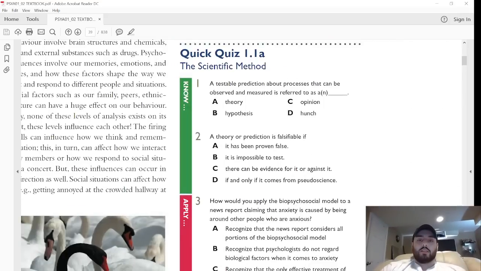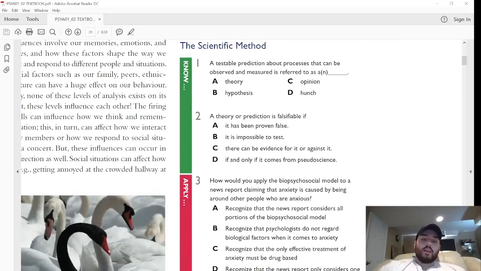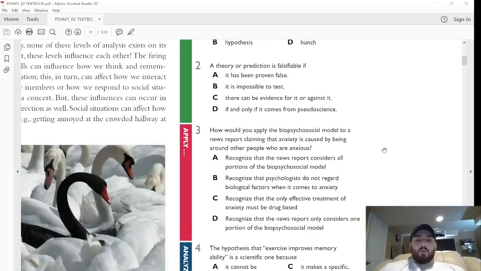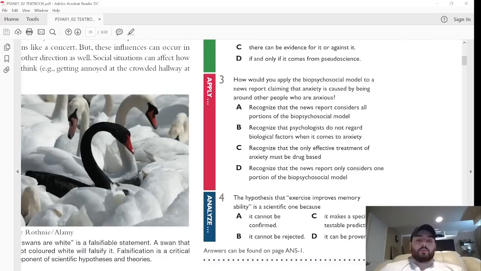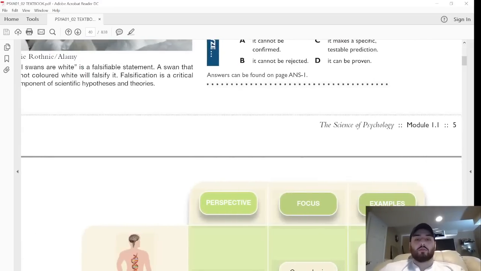So here's a quick quiz that you can take a look at, right, on the scientific method. A testable prediction about processes that can be observed and measured is referred to as what? I'll let you answer that. I'll post the answers in the comments below. A theory or prediction is falsifiable if, and there are options A through D, that'll be posted below. How would you apply the biopsychosocial model to a news report claiming that anxiety is caused by being around other people who are anxious, right? And the hypothesis that exercise improves memory ability is a scientific one. We can post those in the comments below for you to read, right?